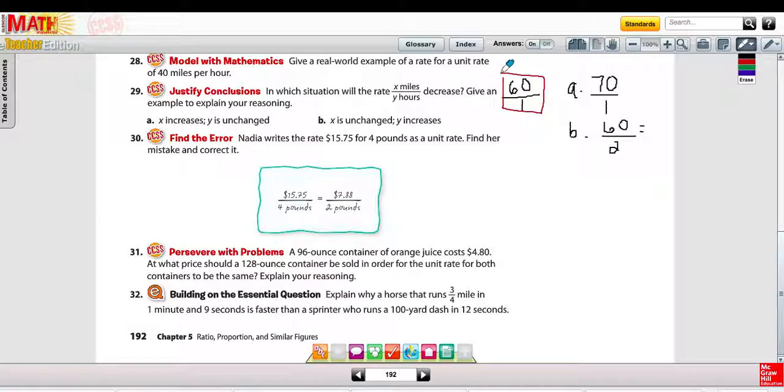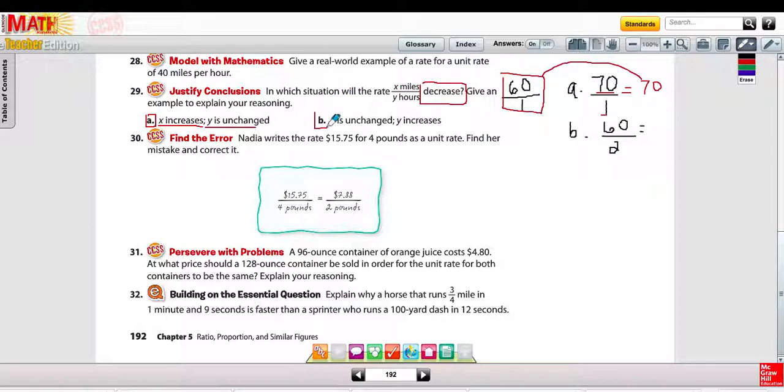So I chose 60 miles in 1 hour. And then for situation A, I increased the X amount to 70, and the Y amount is unchanged, so I kept that as 1. So 70 over 1 is 70. So in this case, from my original problem, 60 over 1 to 70, that actually increased, and it wanted me to give a situation where it decreased.